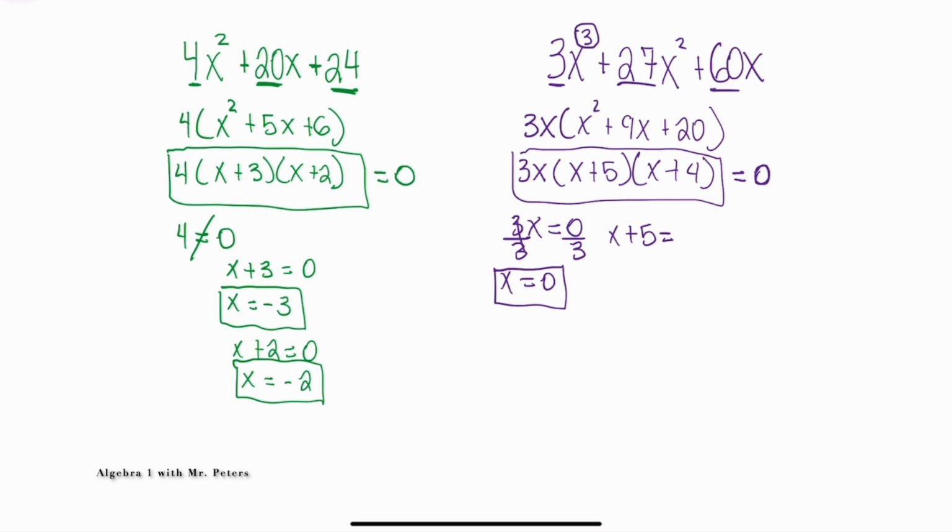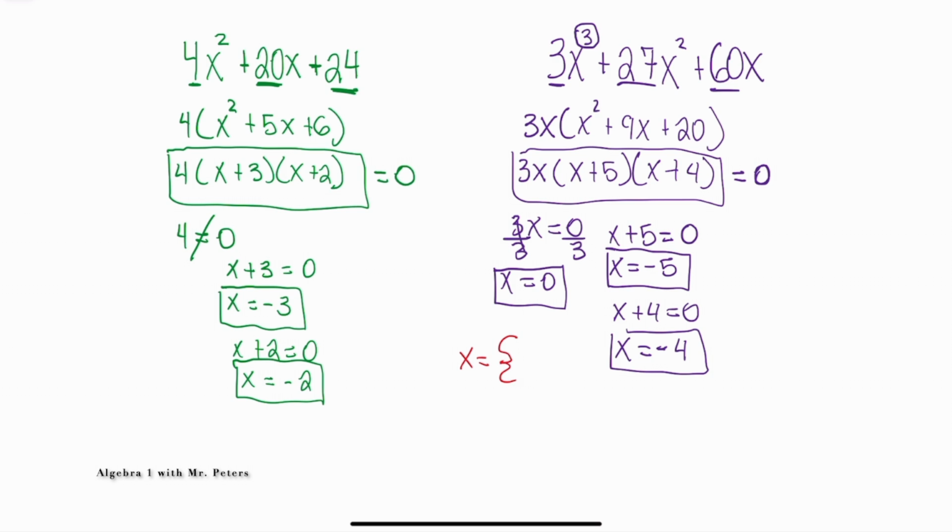x plus 5 is equal to 0. So we know x is equal to negative 5. And then for the last factor, x plus 4 is equal to 0. Our last answer will be x is equal to negative 4. Sometimes you'll see the answer expressed like this: x is equal to, and in braces, they'll put negative 5, negative 4, and 0.